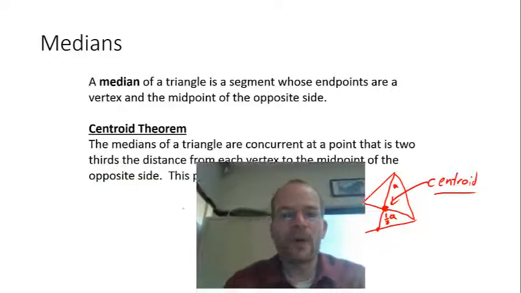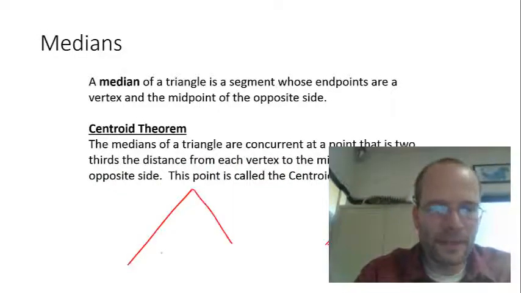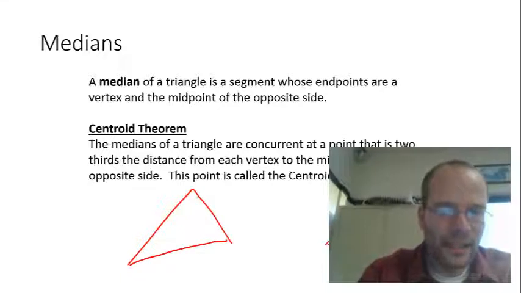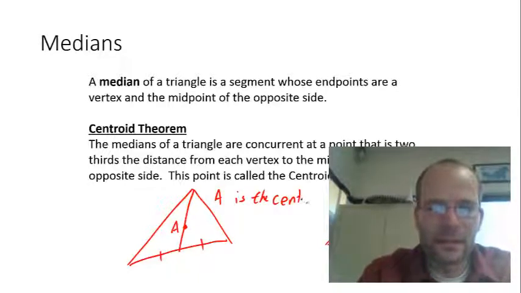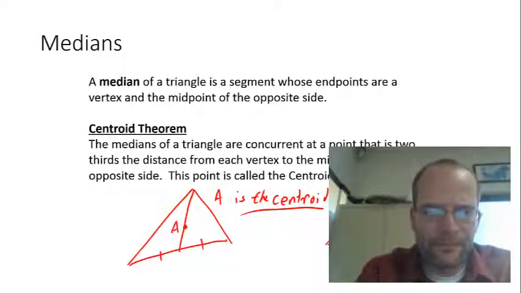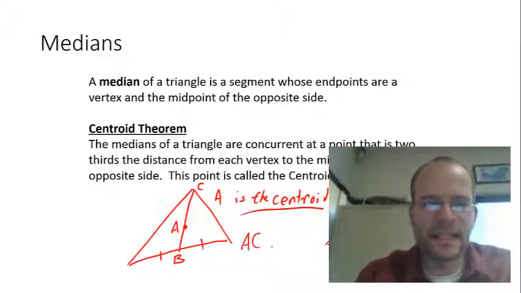You may get a problem where you have something that looks like this, and there'll be a single median drawn in here. Suppose we know that these are congruent. And perhaps we'll have a point here identified, call that point A. And suppose we're also told that A is the centroid. And then we're asked, what is the length of segment AB if the length of segment AC is equal to 12? What does that mean with respect to segment AB?